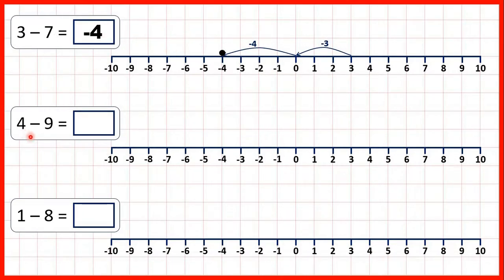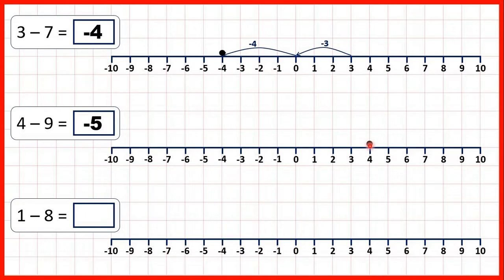Now we have 4 minus 9. So on our number line, we can start at 4 and then count back 1, 2, 3, 4, 5, 6, 7, 8, 9. So our answer is minus 5.